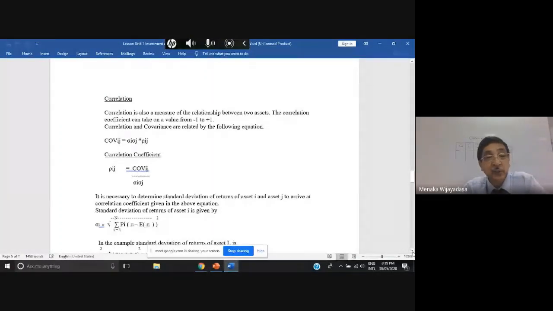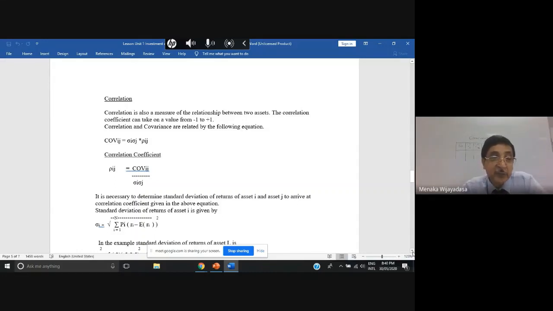The correlation coefficient can take on a value from -1 to +1. Now, as you just noticed, the covariance can be any figure, plus or minus. But correlation is a figure which should lie between -1 and +1. Its lowest figure would be -1, the highest figure could be +1.